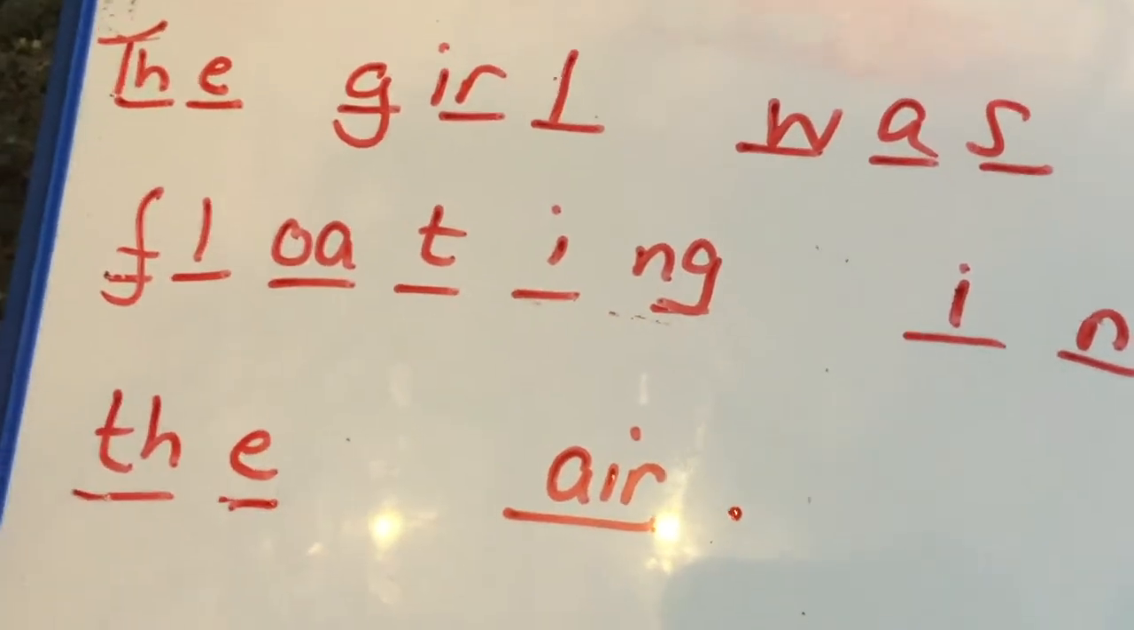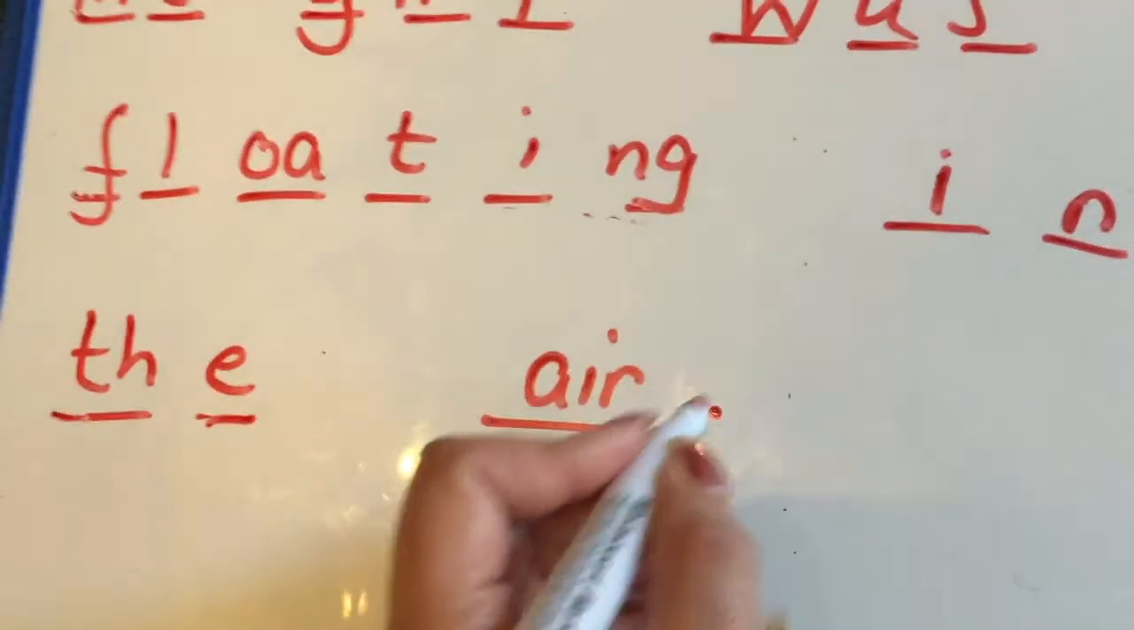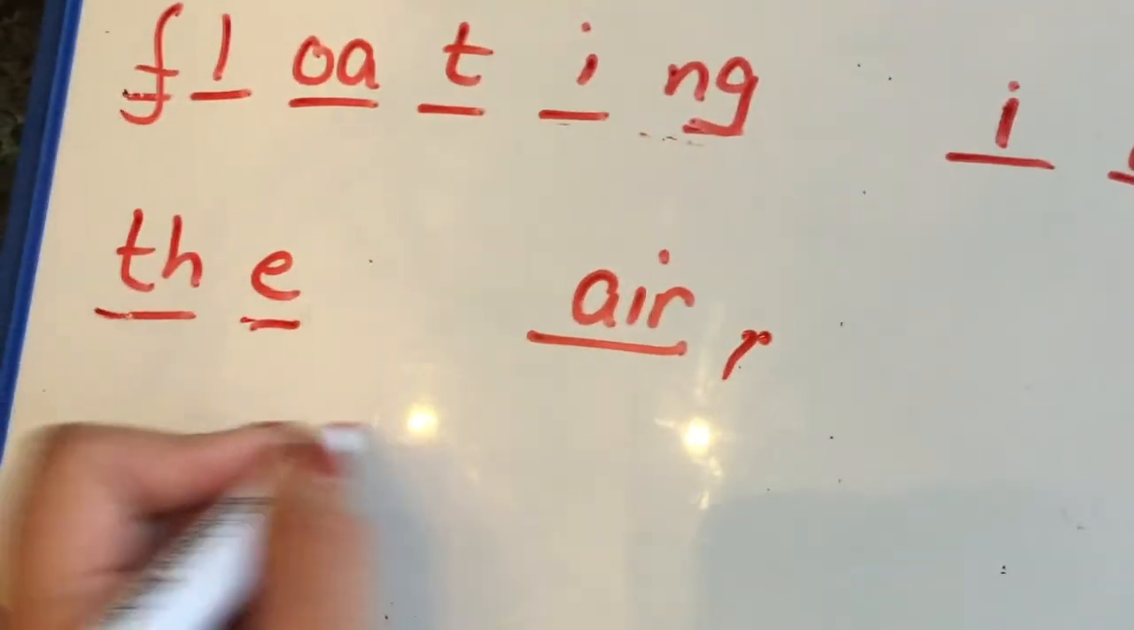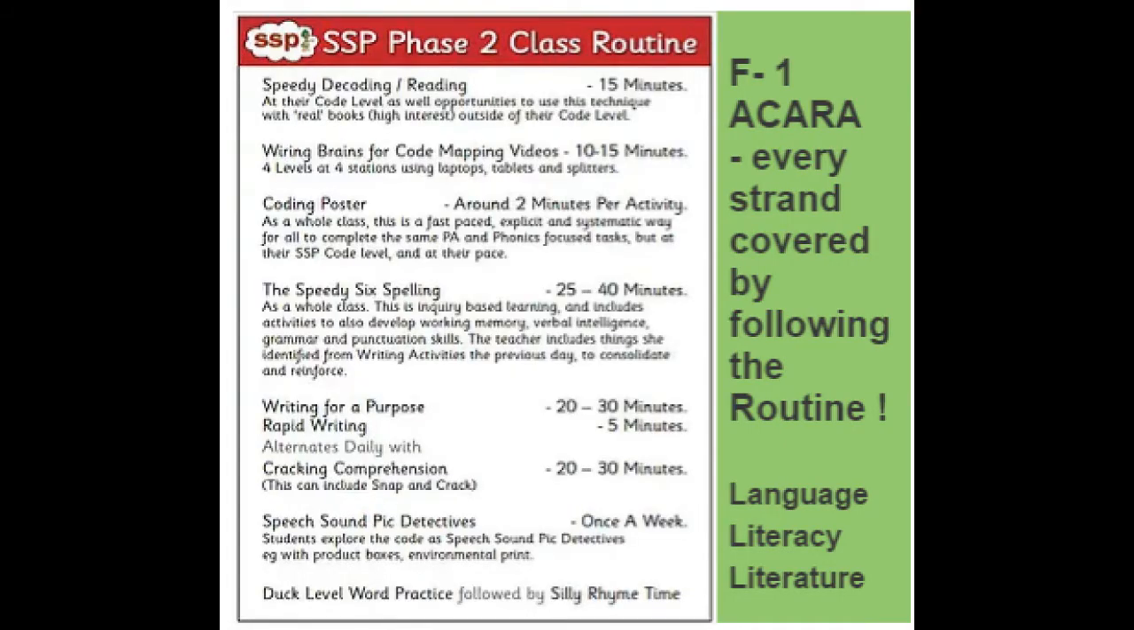The children who finish that, the girl was floating in the air, can either go around and help the other children, or they just carry on. The girl was floating in the air because she, blah, blah, blah, whatever. So every child is busy all the time. Now, this is a Prep Year 1 planning. This is your 2-hour literacy block that covers every strand of the Australian curriculum.